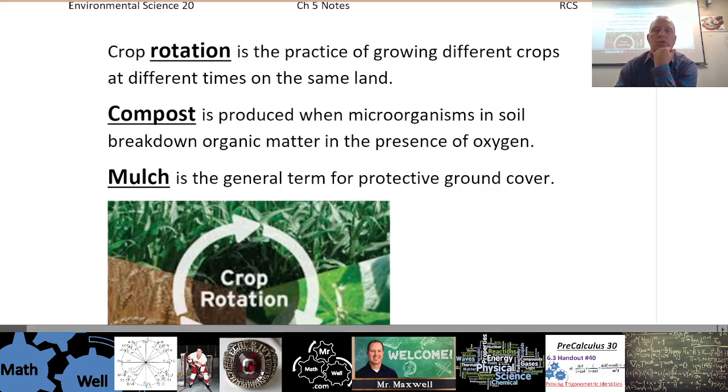Compost is produced when microorganisms in soil break down organic matter in the presence of oxygen. Some of you put up your hand for having a garden. How many of you have a composter or a compost on your property? Okay, some of you do. All right, and it depends upon little bugs and microorganisms in the soil to break things down.